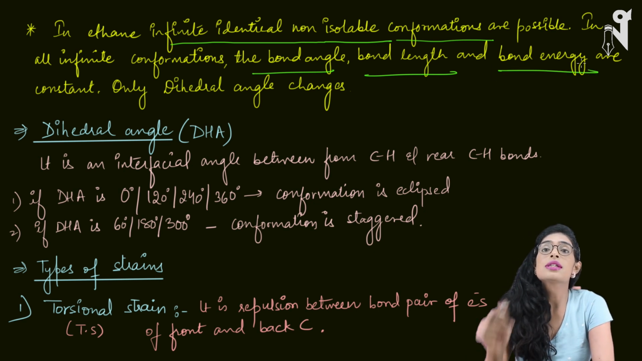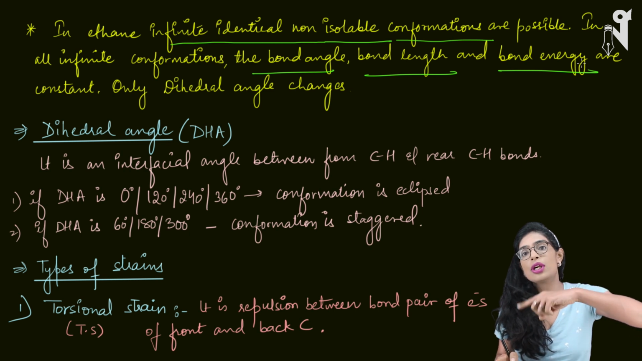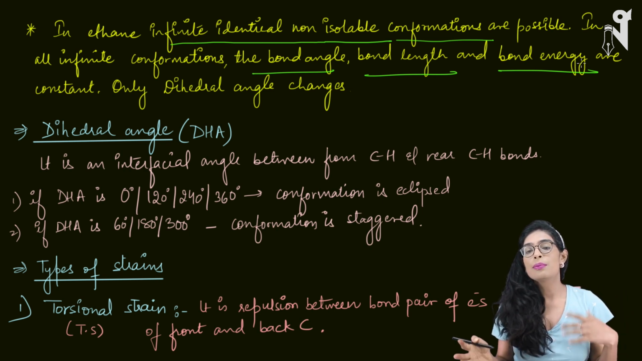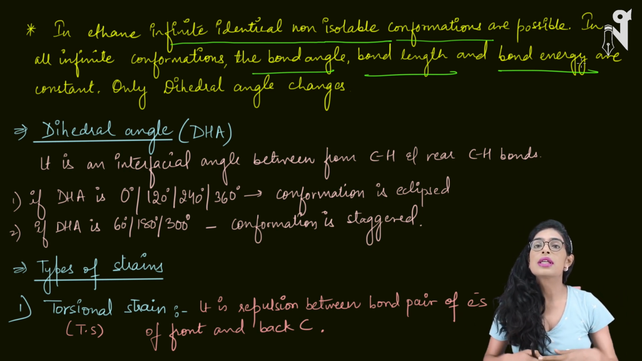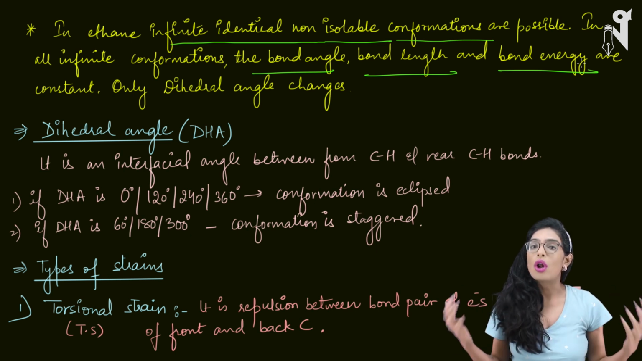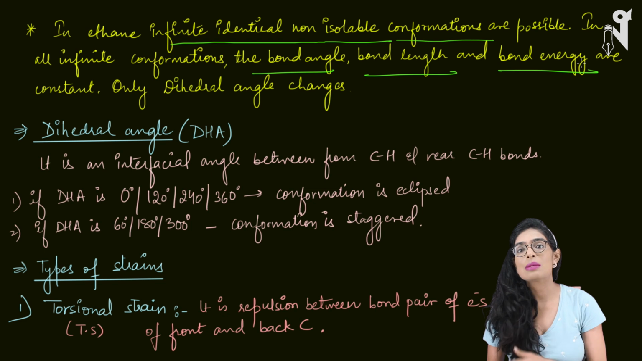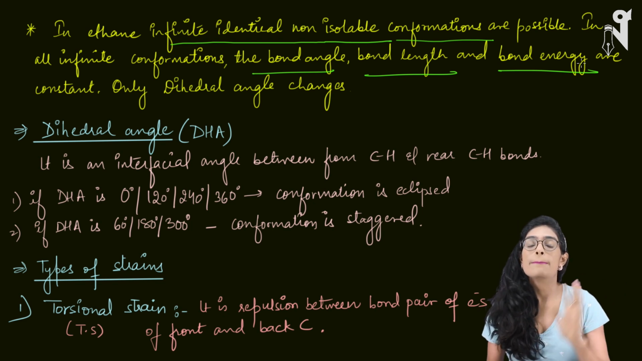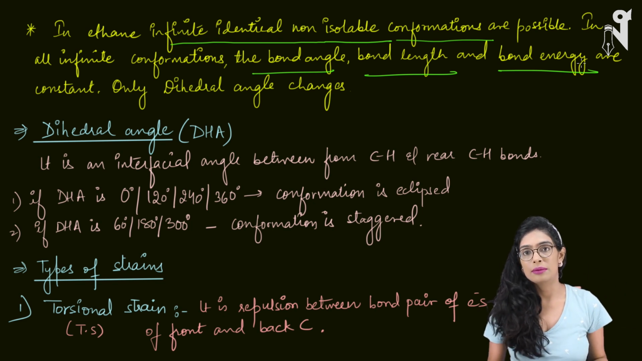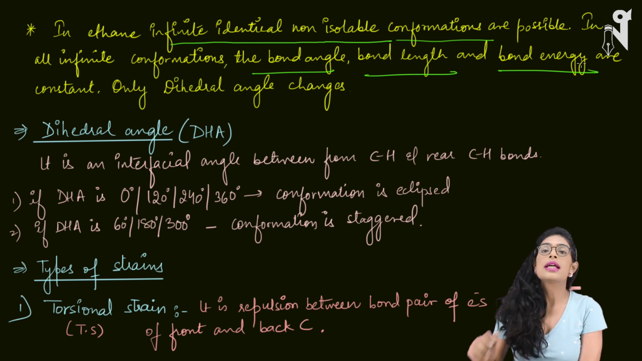The only thing which is going to change is the dihedral angle, because the angle through which they are rotating changes, and probably their stability, or you can say the energy. Energies will be varying. Sometimes it will be more, sometimes it will be less. So stability will vary a bit, but not any other thing. Okay, now let's understand the dihedral angle.